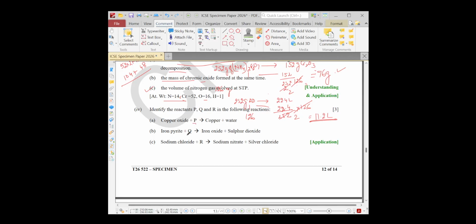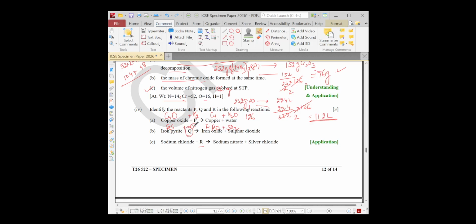Identify what is P, what is Q, what is R. So copper oxide reacts and you are getting copper and water. That means P should be hydrogen. Then iron pyrite is FeS2. When it combines with Q, it forms FeO plus sulfur dioxide.